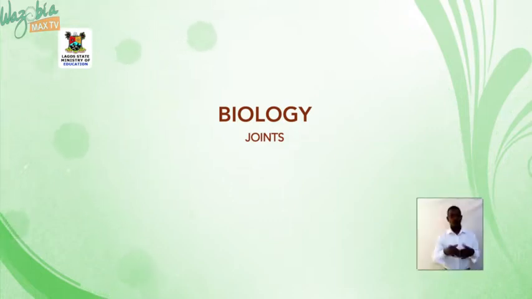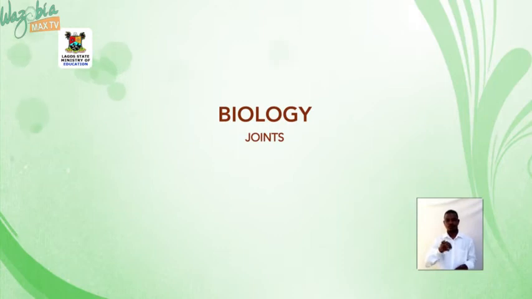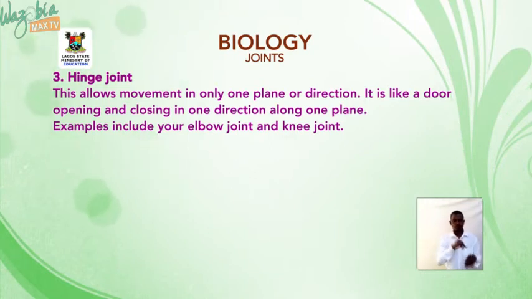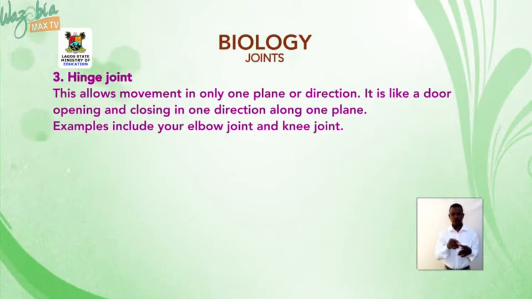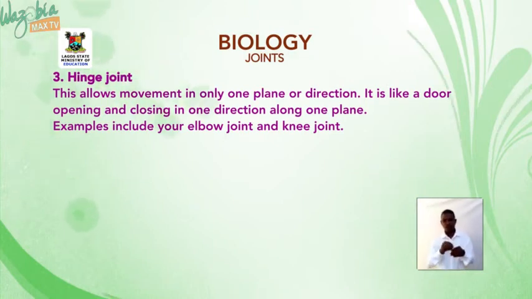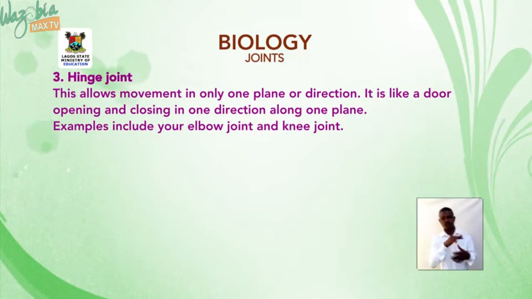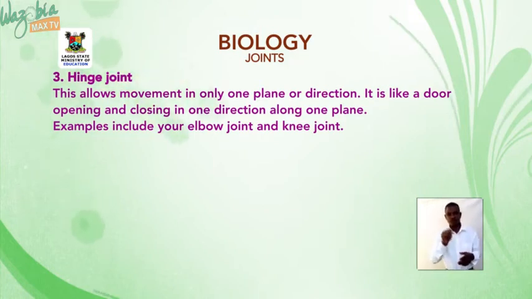Welcome back. Still on synovial joints. Hinge joints. This allows movement in only one plane or direction. It is like a door opening and closing in one direction along one plane. Examples include your elbow joint and knee joint.